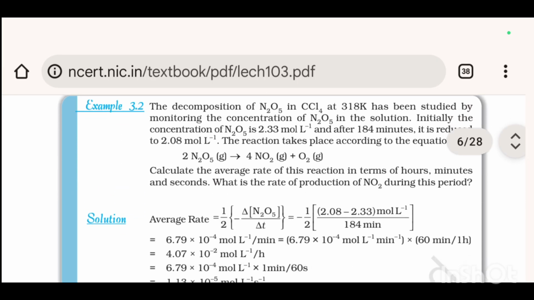Now there is an example. The decomposition of N2O5 in CCl4 at 318 Kelvin has been studied by monitoring the concentration of N2O5 in the solution. Initially, the concentration of N2O5 is 2.33 mole liter inverse, and after 184 minutes, it is reduced to 2.08 mole liter inverse. The reaction takes place according to the equation 2N2O5 (gas) gives 4NO2 (gas) plus O2 (gas). Calculate the average rate of this reaction in terms of hours, minutes, and seconds. What is the rate of production of NO2 during this period? Solution.